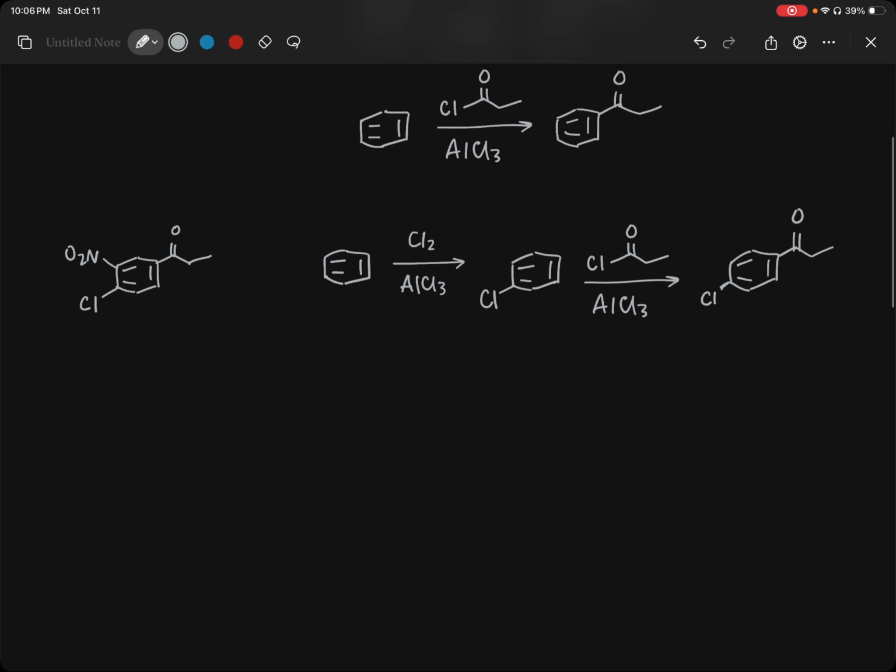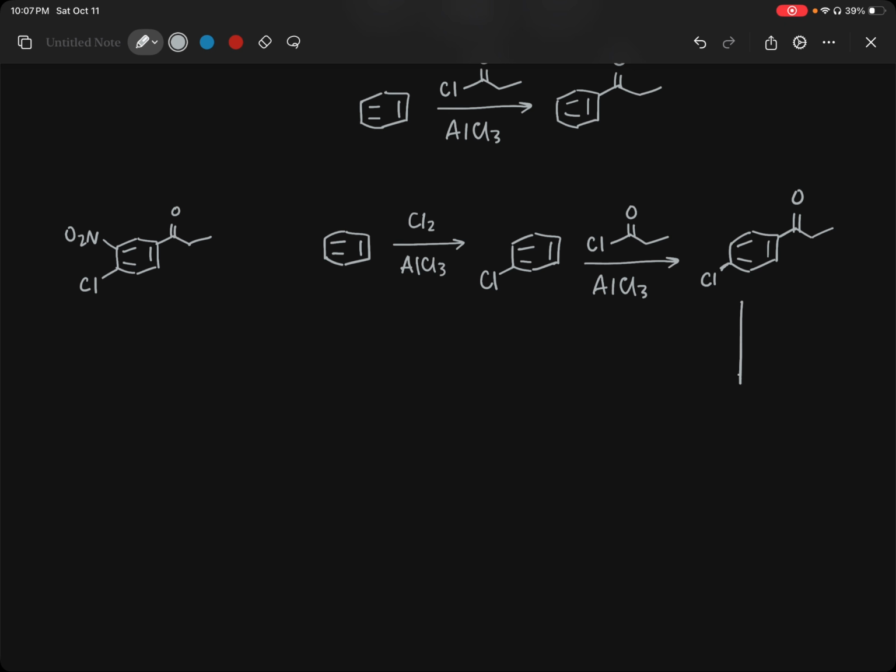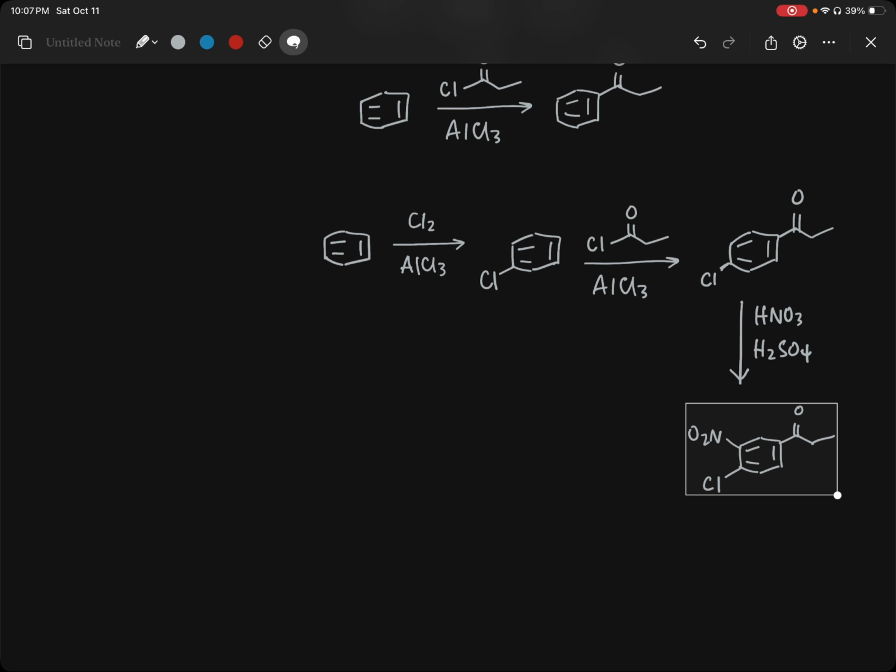Okay, so if we do a nitration reaction to this by using nitric acid and sulfuric acid, the nitro group is going to be directed to that position. And so there we go. The nitro group is installed at that position, and then we've got our target material. Okay, I said I was going to do the other option too, so let's do that as well.